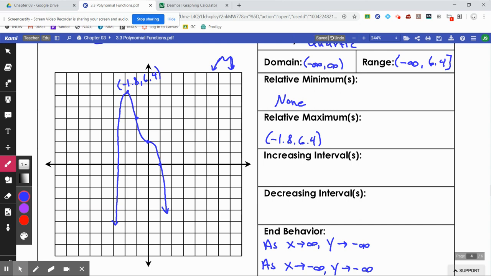So I'm increasing. We start off the graph by increasing from negative infinity up to that negative 1.8. And then we start decreasing at negative 1.8. And we actually decrease from there forever. So there are the characteristics of my graph.